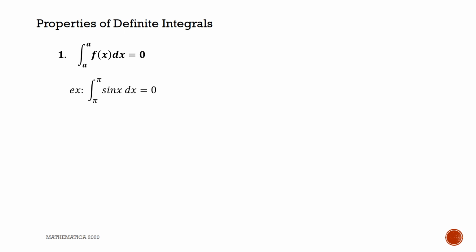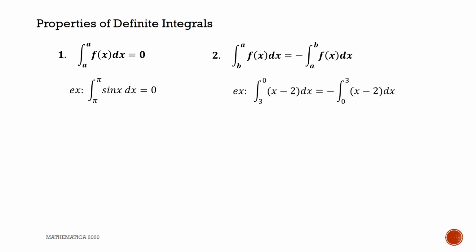The second property: if it happens to be b to a, in other words, your lower limit is larger than your upper limit, then you need to change that. And how do you change it? By simply putting a negative in front of the integral and changing your upper and lower limits. So your lower becomes your upper and your upper becomes your lower. For example, from 3 to 0, my upper limit is usually larger, but in this case it's smaller than my lower limit. So I can rewrite this integral by putting a negative and making the lower the upper and the upper the lower.